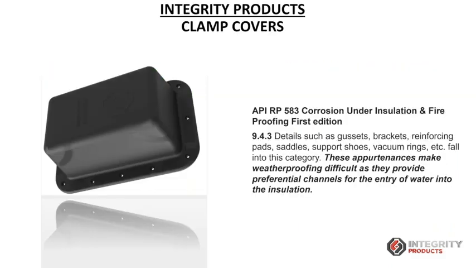Quickly recalling API 583, it mentions the concern about corrosion issues with appurtenances. Appurtenances could be brackets, reinforcing pads, or anything that projects outside the insulation, for example clamps, or some boards that are projecting out of the insulation. Those locations are areas of concern.